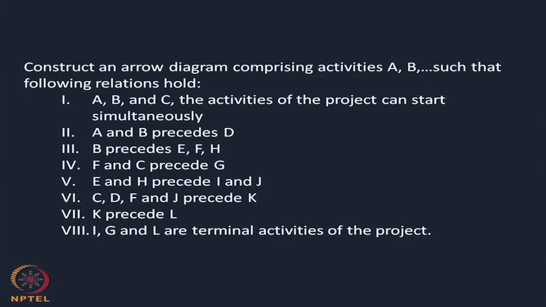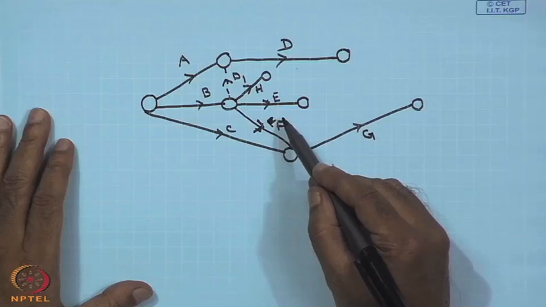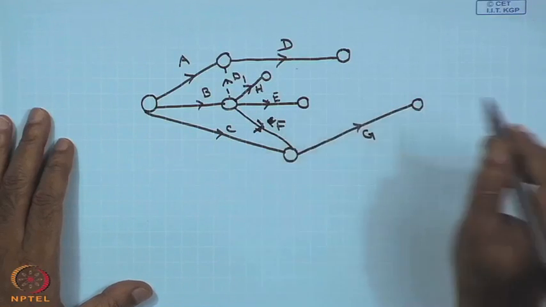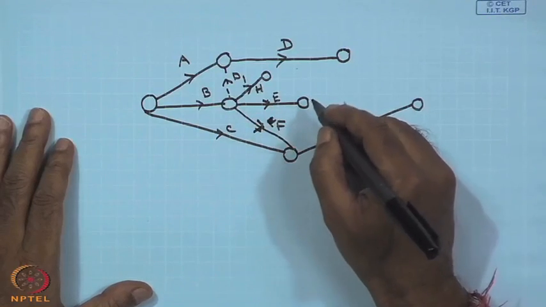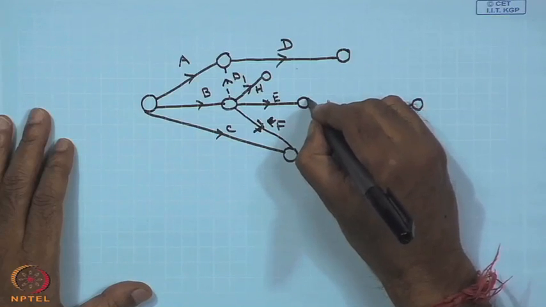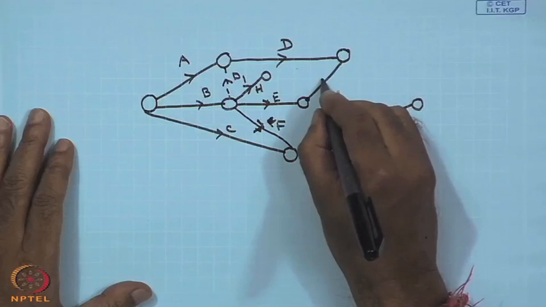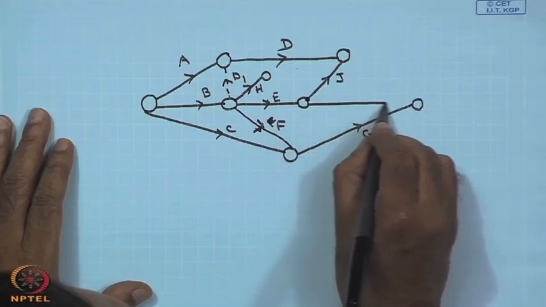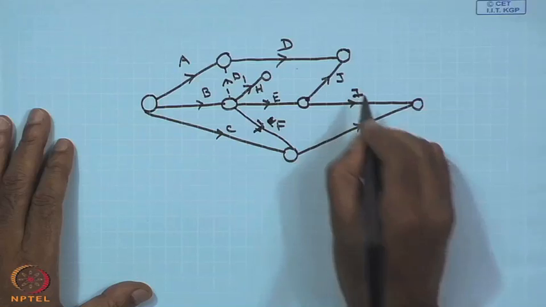Number 5 is E and H precedes I and J. That is, there will be two activities, one is I, another one is J, and they must succeed E and H. So, therefore, from E we are saying that one is J, another one is activity I.